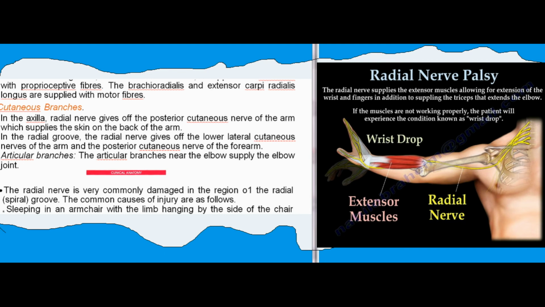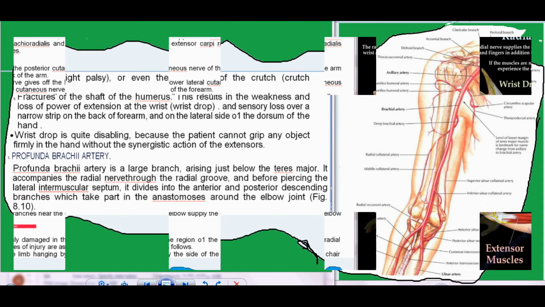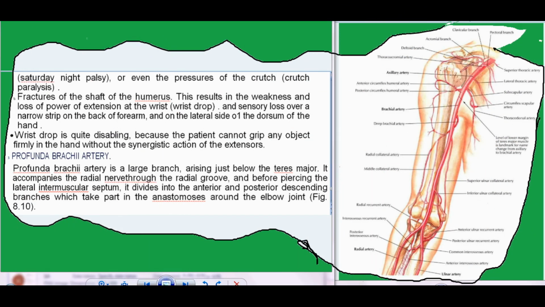The radial nerve is very commonly damaged in the region of the radial, spiral, groove. The common causes of injury are as follows. Sleeping in an armchair with the limb hanging by the side of the chair, Saturday night palsy, or even the pressure of a crutch, crutch paralysis. Fractures of the shaft of the humerus.